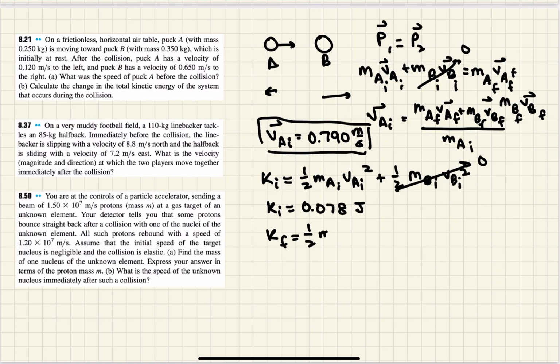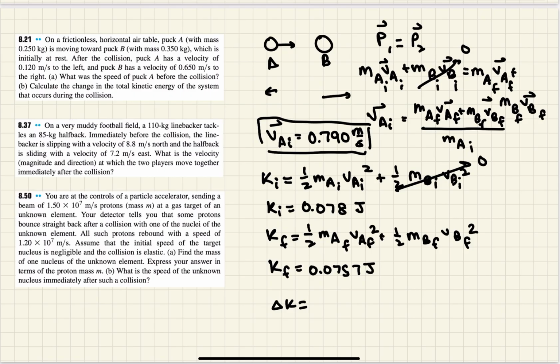Okay, what about the final kinetic energy? That's going to be equal to, again, 1/2 MA final, VA final squared, plus 1/2 MB final, VB final squared. Again, in this case, we cannot cancel anything out. We can just plug stuff in. We know the two masses. Velocity of A final was negative 0.120, but since we're squaring it, the negative sign doesn't matter. And then for final B velocity, that is going to be 0.650 meters per second. And so you just add all that up, and you're going to get 0.0757 joules as our final kinetic energy.